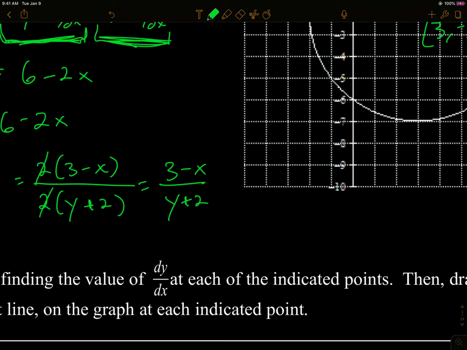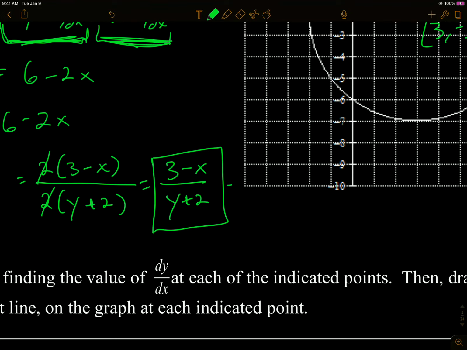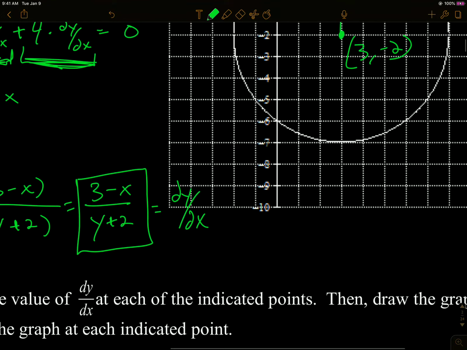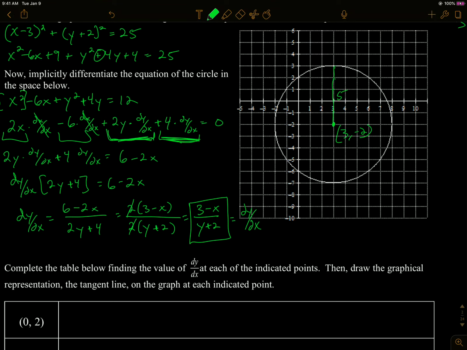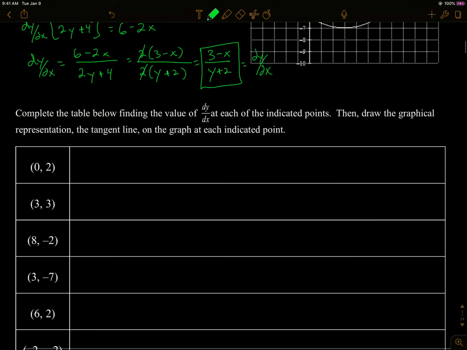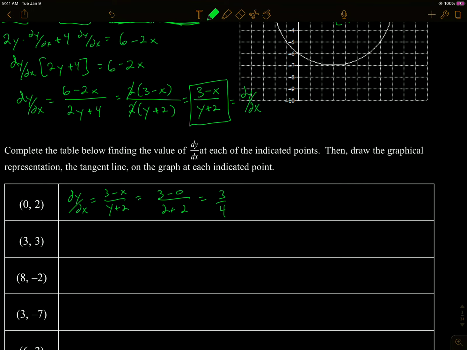All right. So this is my derivative for any point on the circle. I now know the slope of the tangent line. Let's complete this table below. So my derivative is (3 − x) over (y + 2). And they want it at the point (0, 2). So if I plug in my 0 and my 2, I get 3/4. They want us to draw the graphical representation as well.